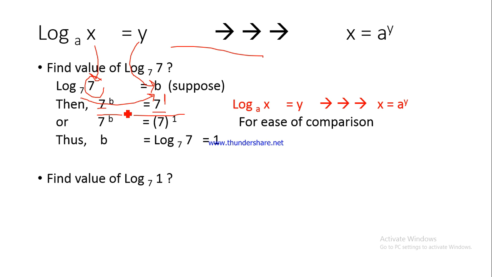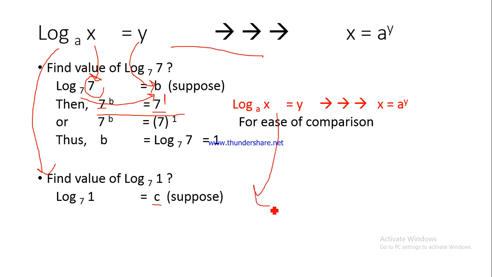Now let us do one more question. Find the value of log 7 base 1. This one is also important. How do I find this? I'll be making use of a similar approach, the similar theorem property. So log 7 base 1, we are assuming it to be c. Why not b? So that you don't get confused between the two examples. So using the same property here, I'll write 1 is equal to 7 raised to the power c.